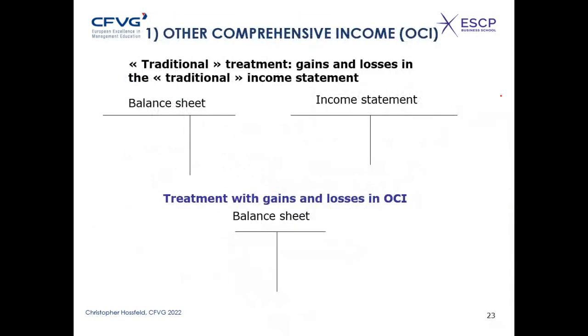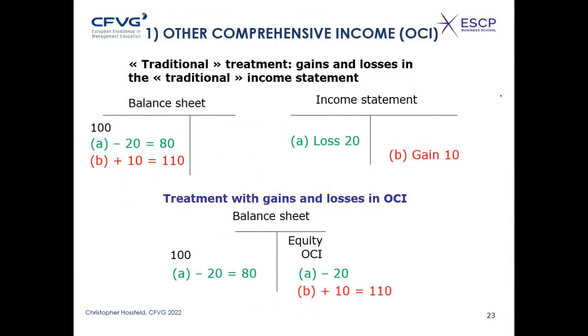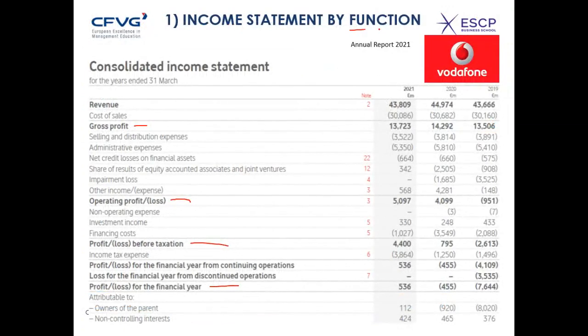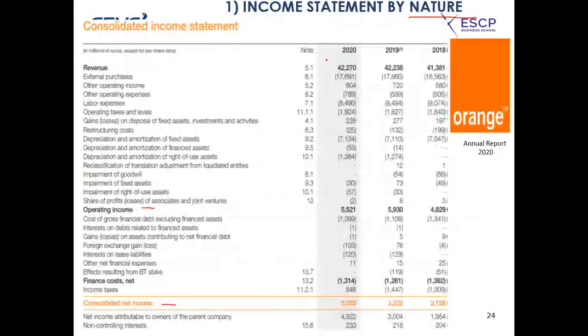So there's a huge degree of freedom in terms of the income statement. In particular, companies have a choice to present their income statement by nature, and that's what Orange does, or by function, and that's what Vodafone does. In an income statement by nature, what does that mean? Here we are talking about the way expenses are presented in the operating section.